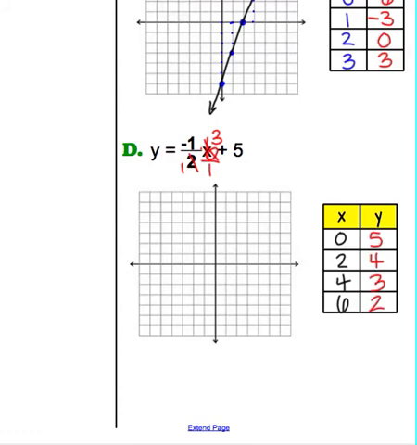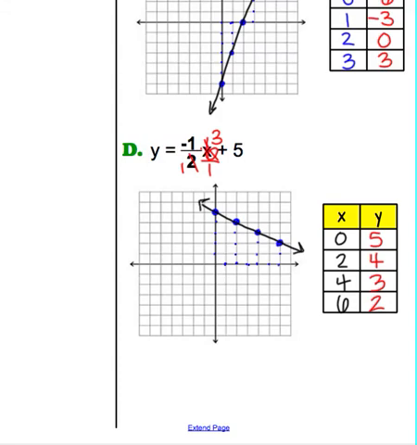So now I can go ahead and graph this problem. I have 0, 5; 2, 4; sorry, I apologize, that was a mistake on my part; 4, 3; and then 6, 2. So I've got my dots. I can go ahead and connect them to create my line.